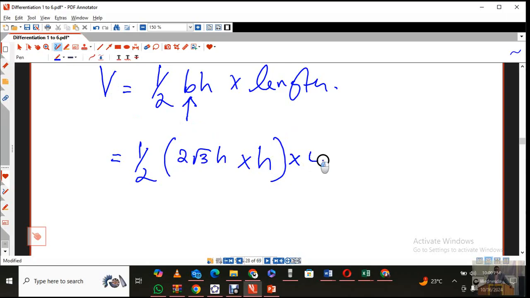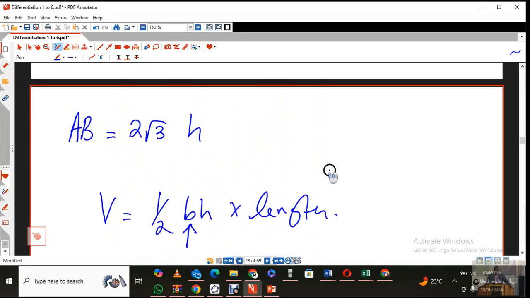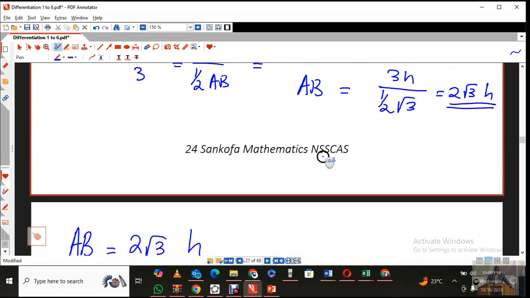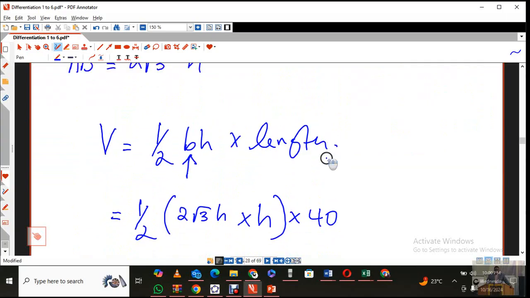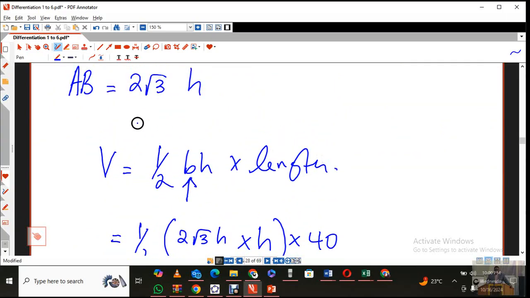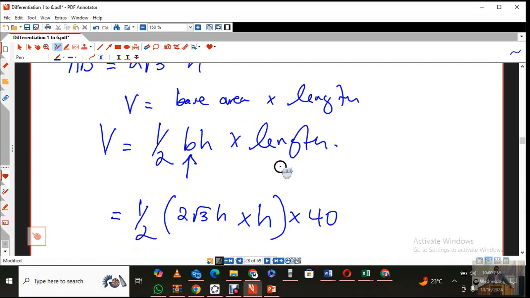And we know the length is 40 from our diagram. Okay. Just make sure that you guys, the volume is base area times length. The volume is base area times length. So the base area is a half base times height times the length. And we know what is the base now. The base is replaced by 2, that AB that I calculated, that we calculated from before. Okay, that is our base.